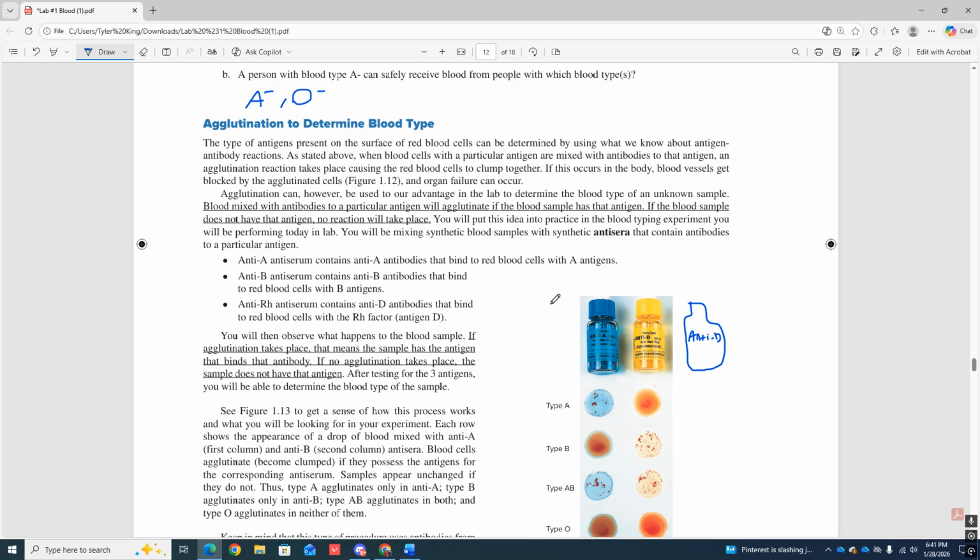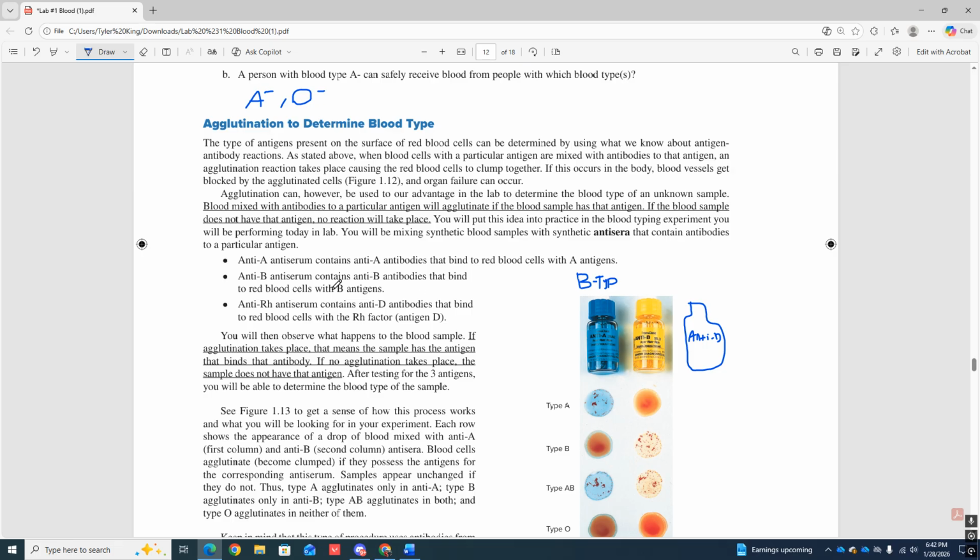Anti-D. But what's in these? So if it says anti-A antiserum, that means that there are A antibodies in here, okay? This is my tip and trick for figuring this out. If we know that inside this vial there are A antibodies, that means that this blood type is just a generic B-type blood, okay?